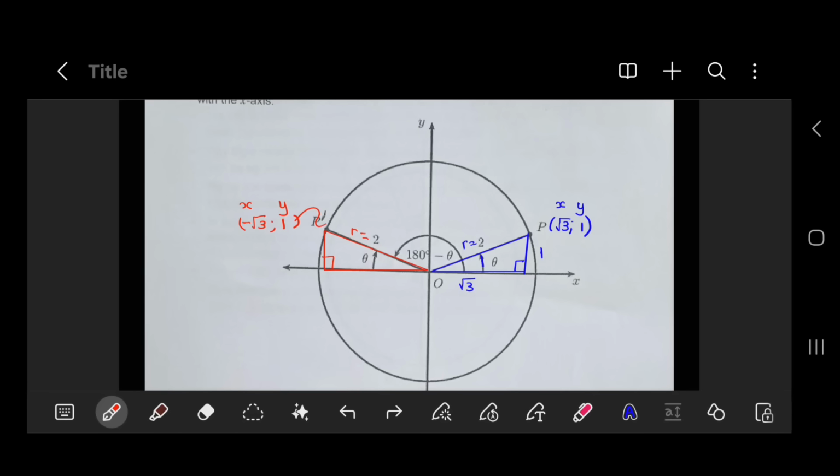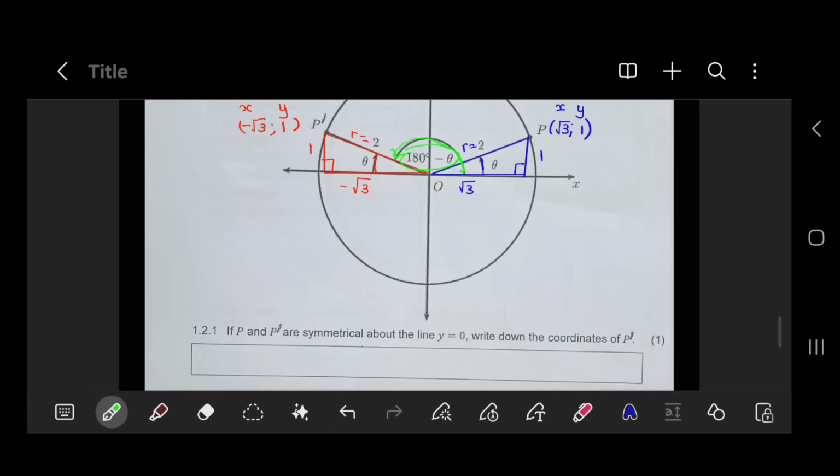Now that we know what the coordinates are for the image of P, that tells us that the horizontal part of this triangle is negative square root 3 and the vertical part is positive 1. We also notice that the angle within this triangle is theta, and the angle from the positive x-axis all the way to that hypotenuse here is 180 minus theta. So that 180 minus theta is extremely important.